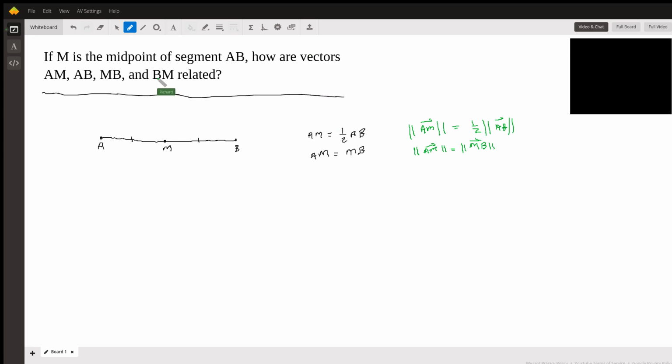And then the last one is BM. We would just say that the magnitude of BM is equal to the magnitude of AM. Just keeping this a little cleaner. So AM, that distance from A to M, is the same as the distance from B to M. And going to vector notation, you would just write the magnitude of AM is equal to the magnitude of BM.